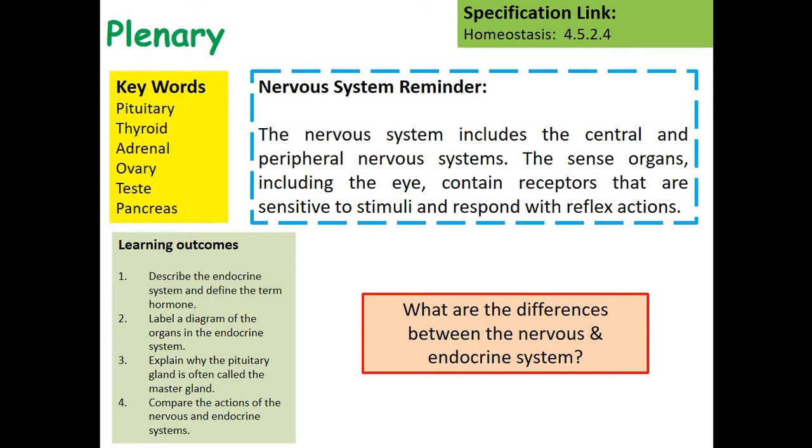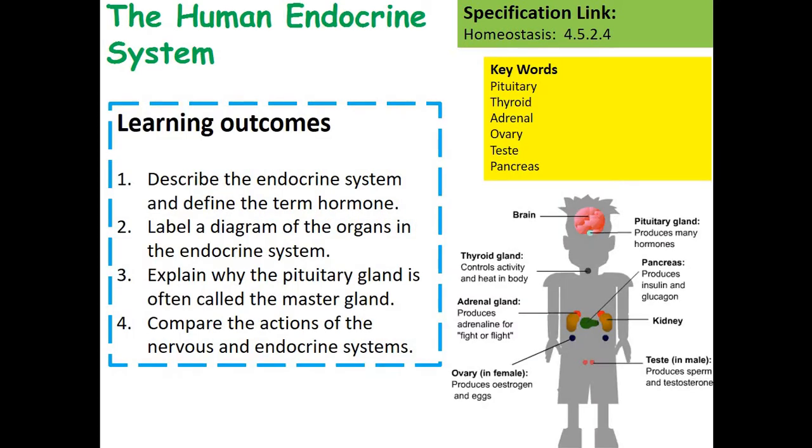Pause the video at this point and see if you can come up with two or three more. Okay, so the key learning outcomes for the human endocrine system are to describe the endocrine system and define hormone, label a diagram of the organs in the endocrine system, explain why the pituitary gland is often called the master gland, and compare the actions of the nervous system and the endocrine system. At this point, you might want to pause the video, double check your notes, and go back over any of the key areas in the video.